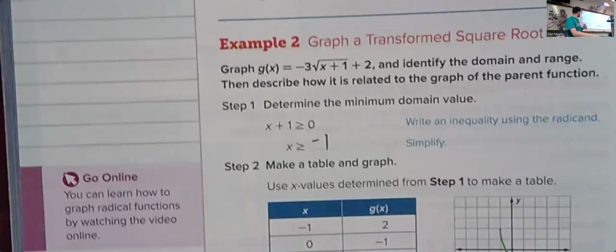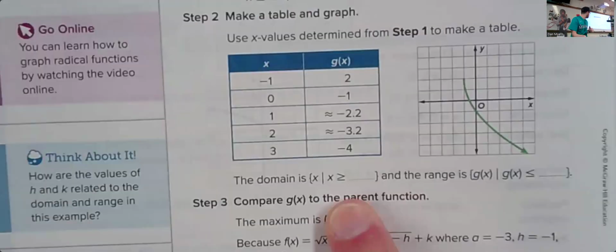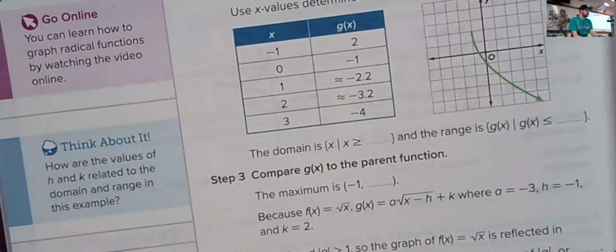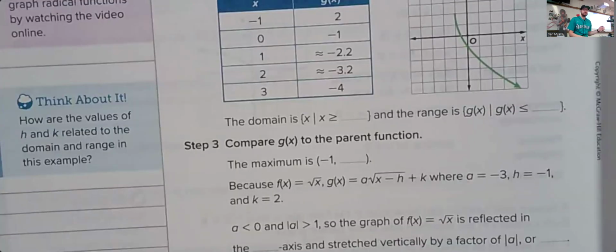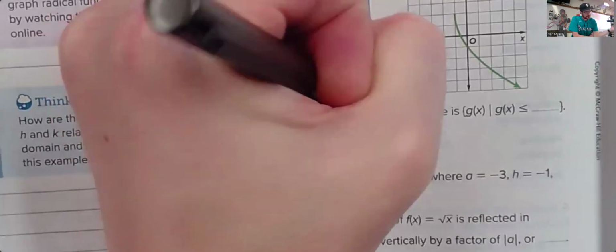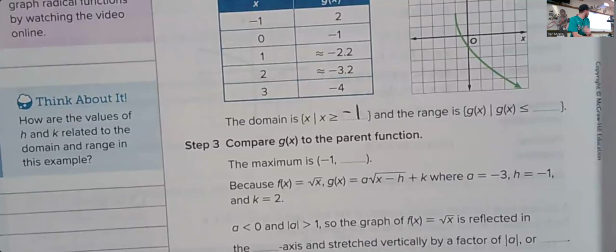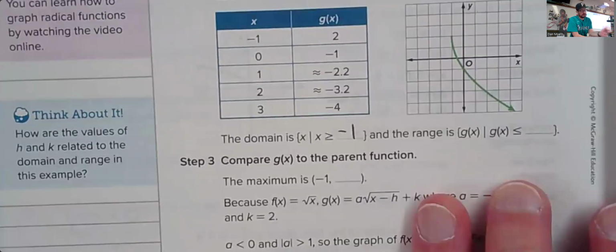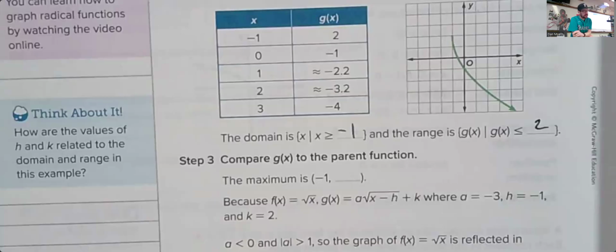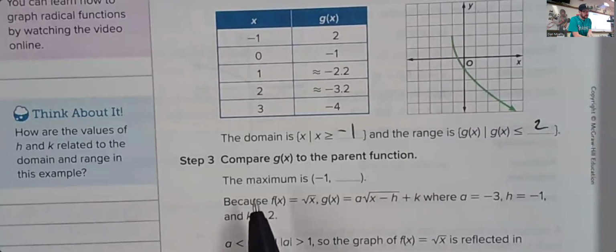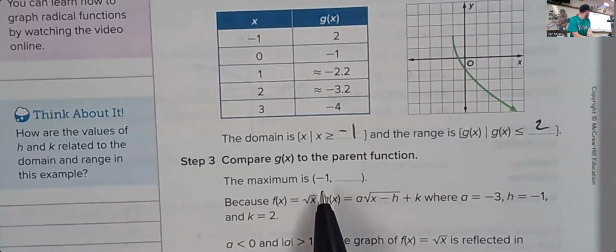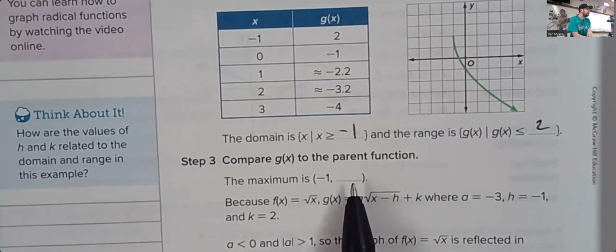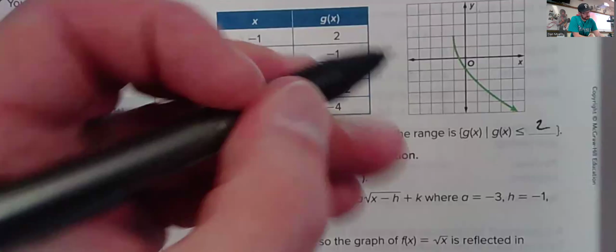The domain, here we go. The domain of this is what? X is greater than or equal to -1. The range, g of x or y is less than or equal to what? 2. Yeah. The maximum of this function is -1, what? 2. Yeah.